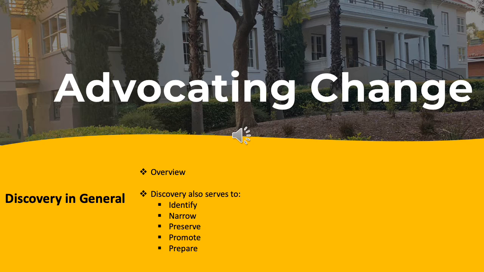Discovery also serves to identify additional witnesses or a third party that needs to be joined in the lawsuit by joinder. A joinder simply means the bringing together of different parties into one lawsuit. Discovery also serves to narrow and clarify the issues in dispute, preserve testimony and evidence for trial, promote early settlements. This way you can avoid a lengthy and expensive trial. And finally, it could prepare parties for trial and eliminate surprises.